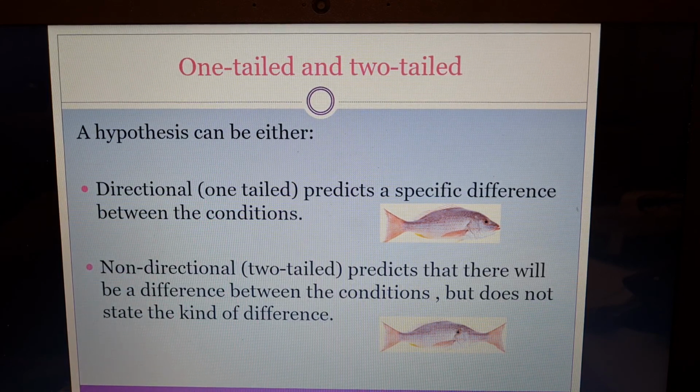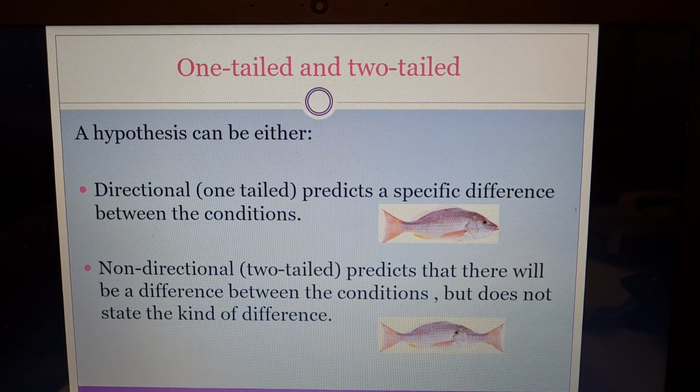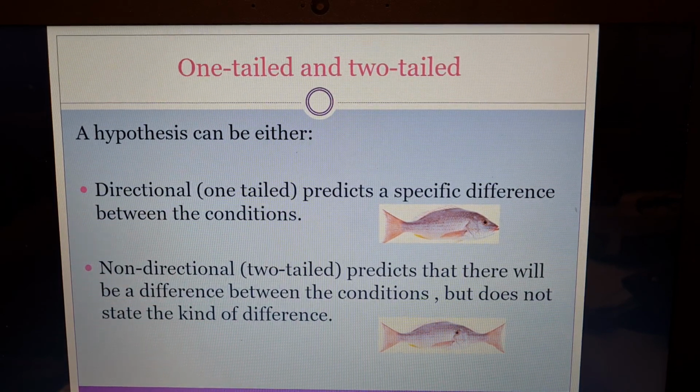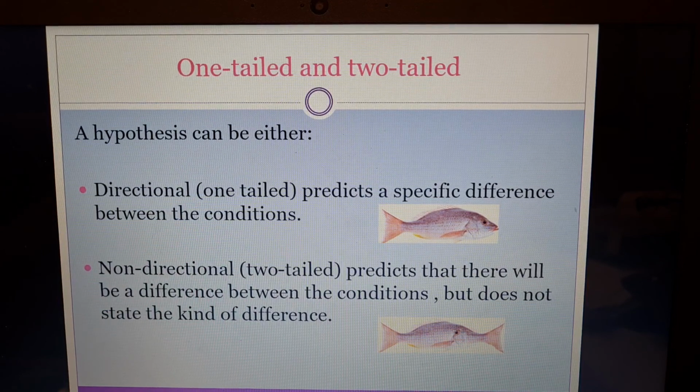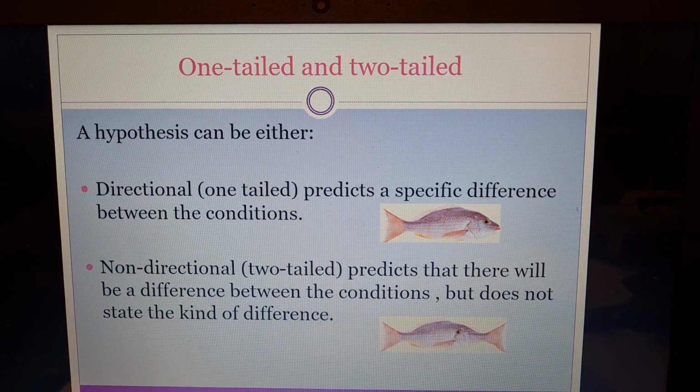Okay, so just to help you remember, you can use the example of a fish. So you can see the top fish is a one-tailed fish, and that predicts a clear direction. In other words, the fish can swim in a specific direction. Whereas your second diagram is a fish with two tails, which is obviously just made up. But what this shows is that there is no direction for that fish to go. So again, you could use that to help you understand the difference between a one-tailed and a two-tailed. So remember, one-tailed is a specific difference, and a two-tailed says there's going to be a difference, but we don't know what that difference is going to be.